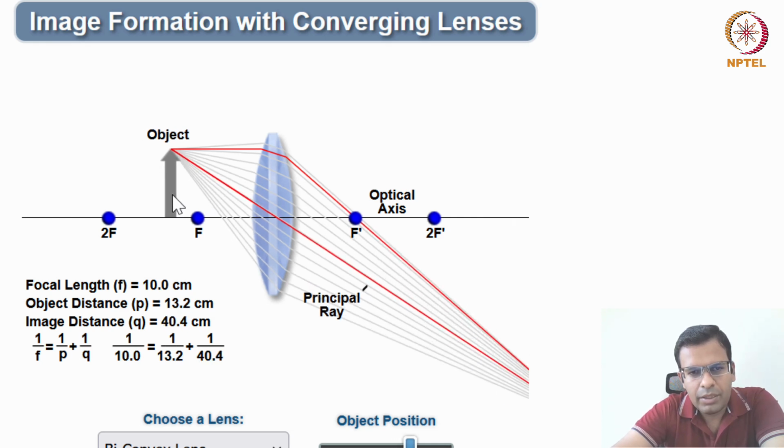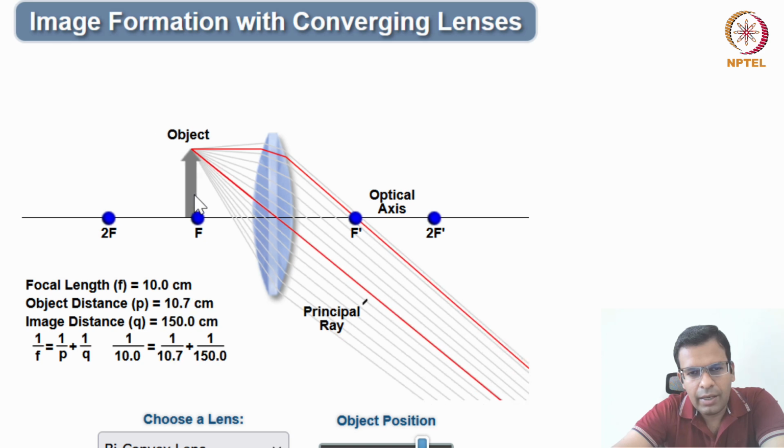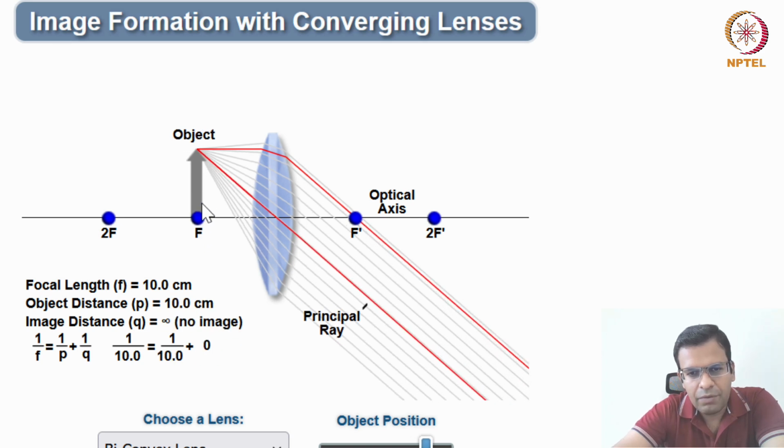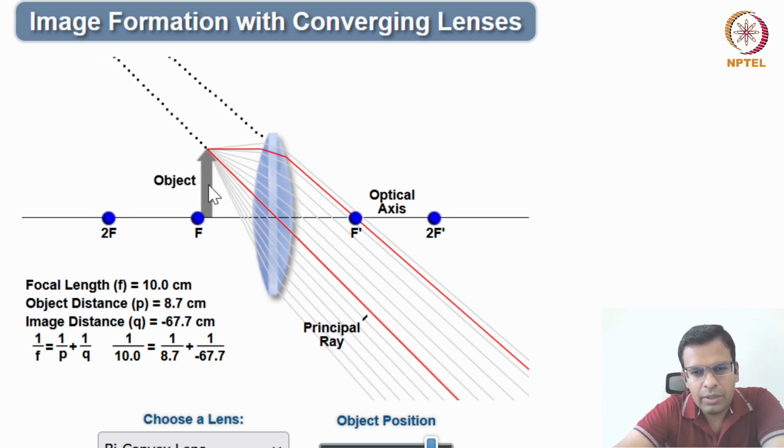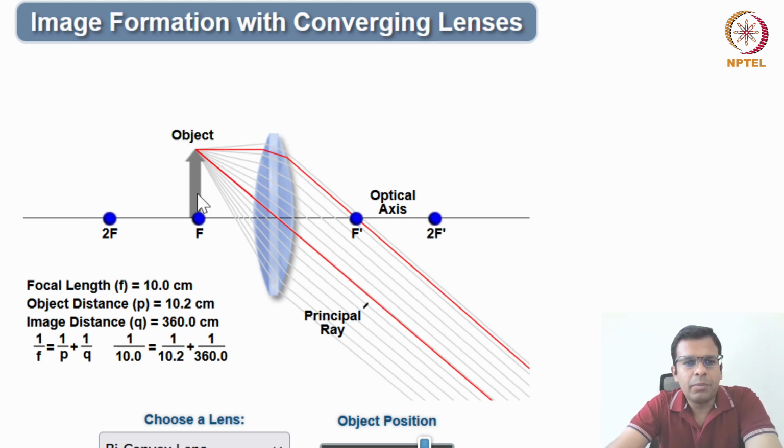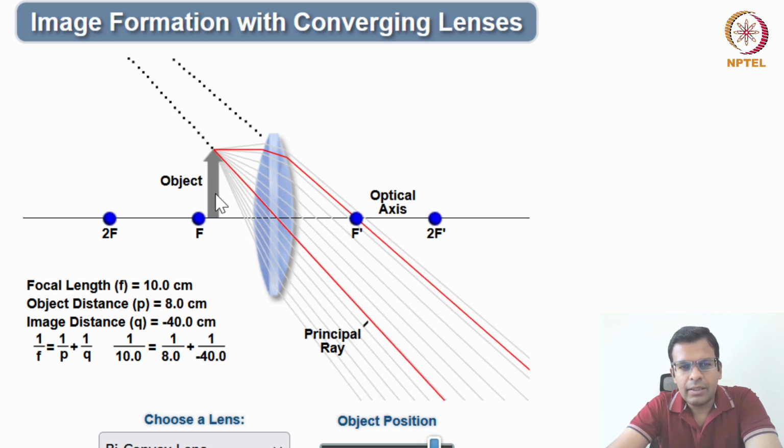But then what will happen the moment this object reaches the f point, that is the focal point? If I put the object at the focal point, these light rays will go parallel and they will not form any image. If I move it further closer, then also the rays will diverge, but they will not gather to make the image. So now see what will happen if I move the object even further closer to the lens.